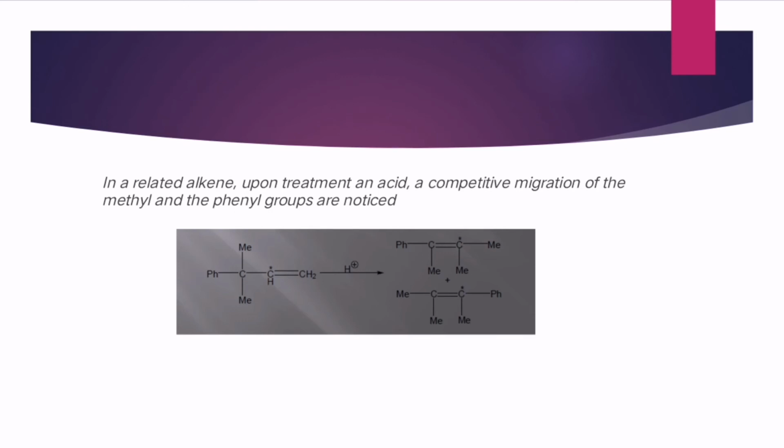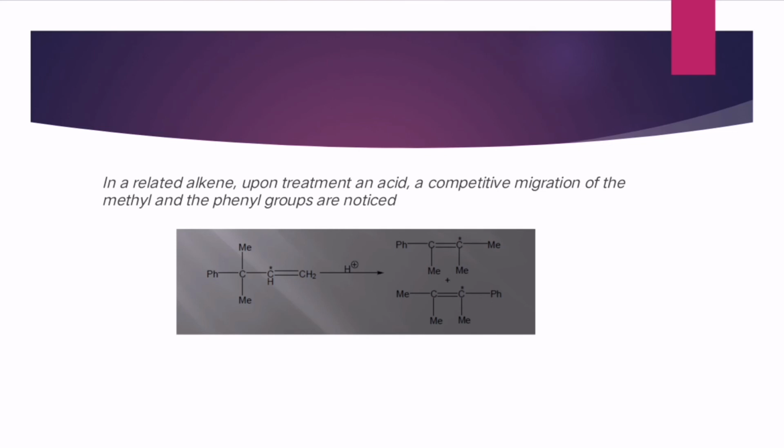Now in this related alkene, upon treatment with an acid, a competitive migration of methyl and phenyl groups is noticed. So the first thing in this reaction is that this carbon right here has two methyl and one phenyl group. In the previous example, we had the phenyl group migrate, but there are two possibilities in this following example.